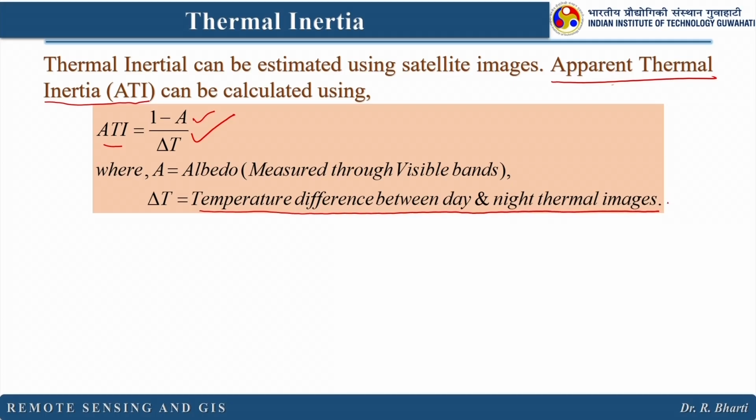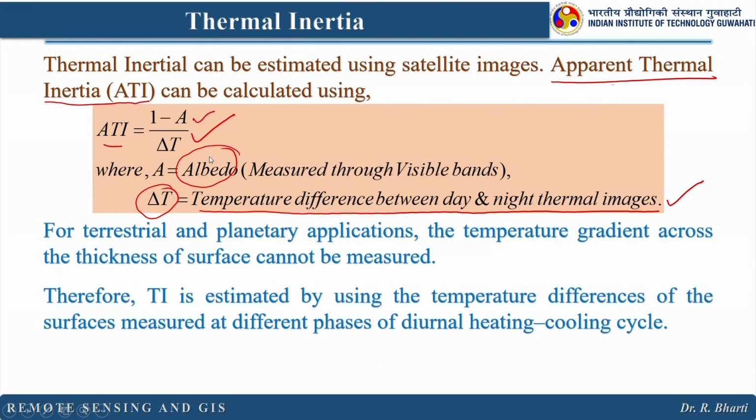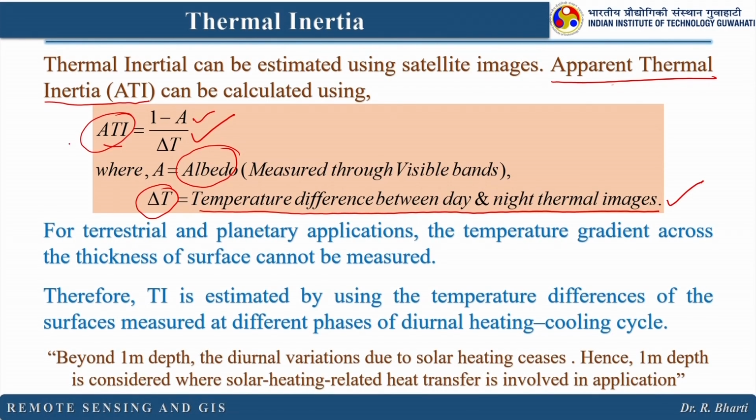So you have ASTER data. In the previous case we used ASTER data, and using the day and night time surface temperature data, we can calculate the delta T. The albedo can be calculated using other images, from 0.4 to 2.5 micrometer. And once you have that, you can easily estimate the apparent thermal inertia value.